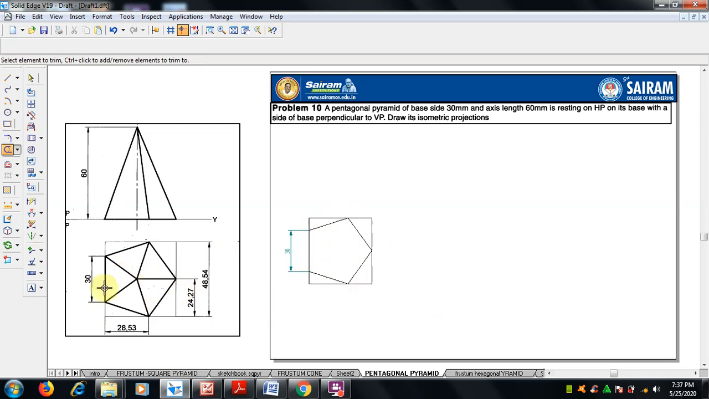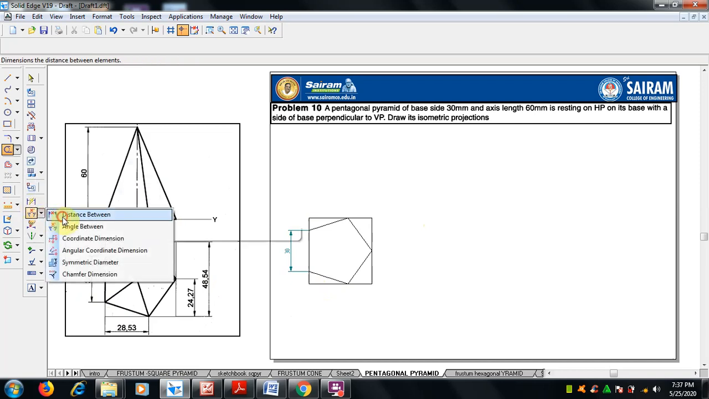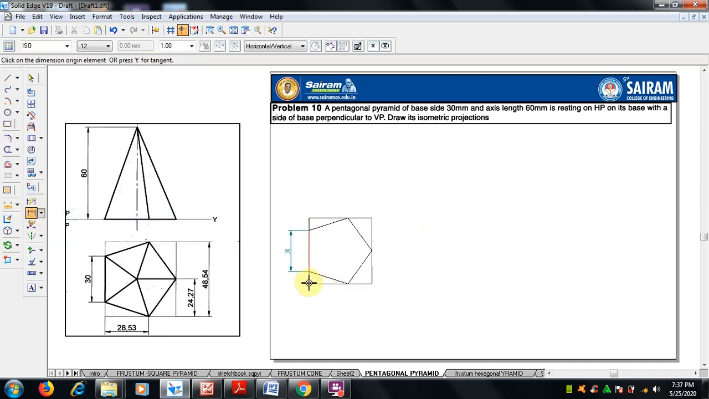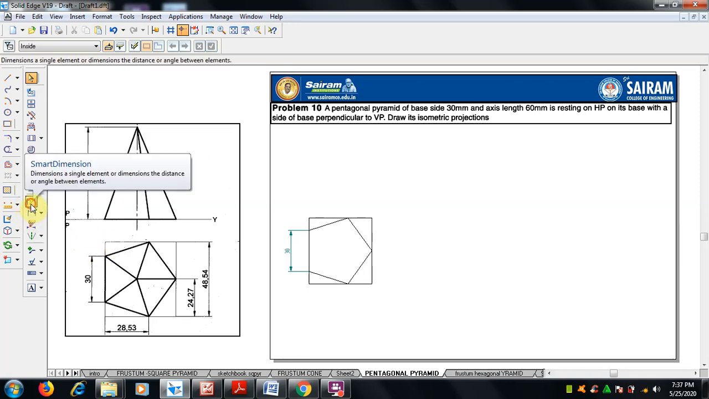So that is a top view. But I want only this box, the pentagon box, and its dimensions. So what are all the dimensions? I'll measure the distance between this edge. From here to here, what is the distance? All distances we are going to cover.